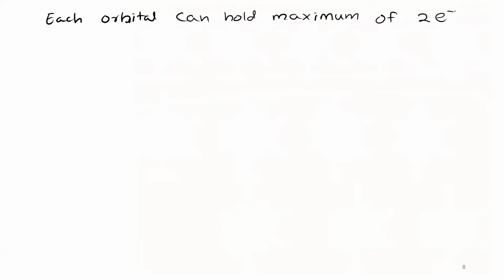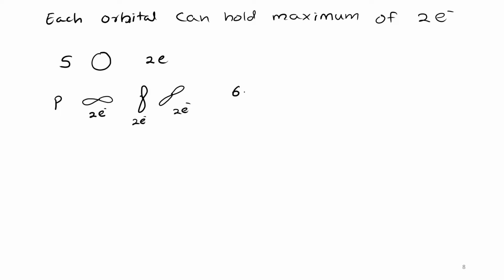Each orbital can hold a maximum of 2 electrons. We saw S orbitals, which are spherical. This can hold 2 electrons. And then we saw P orbitals in 3 different orientations in angles. Each can hold 2 electrons. So that means together they can hold a maximum of 6 electrons in P.